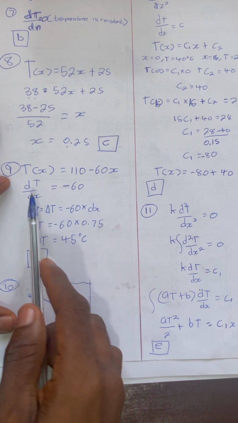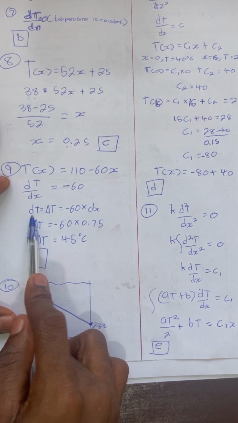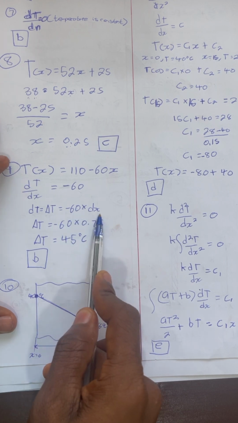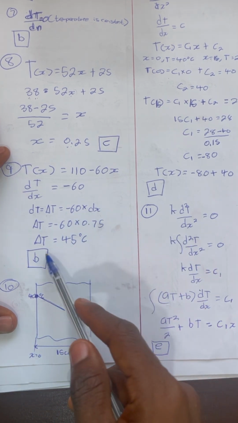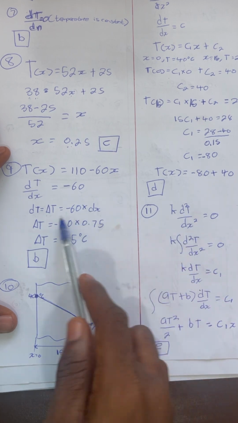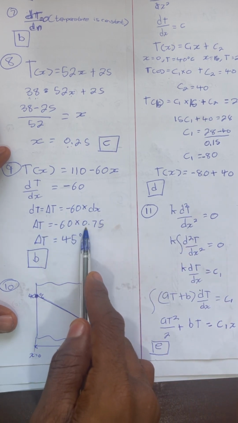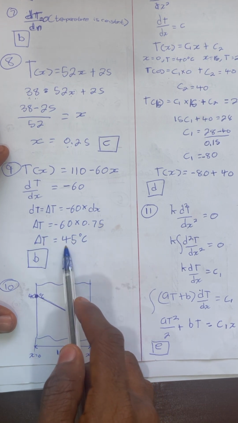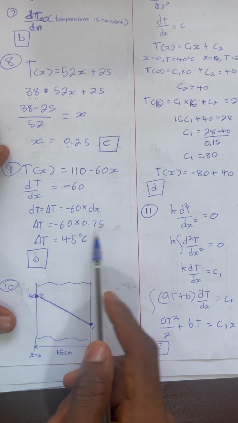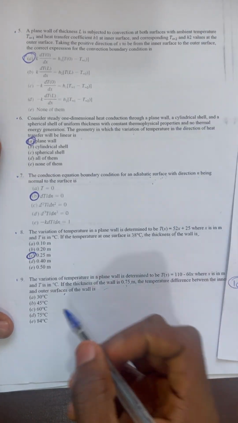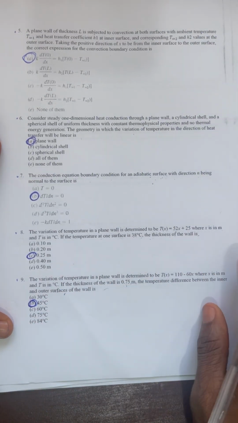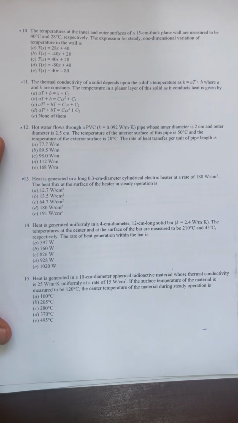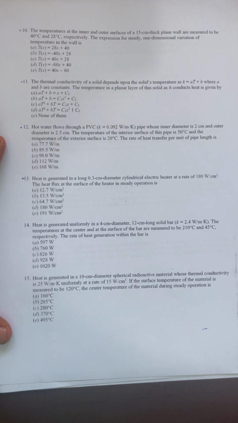Negative 60. Then you make dT the subject. So dT, which is the same as change in temperature, is equal to negative 60 times dx. And they gave you the dx, which is the change in distance or the thickness. So negative 60 times 0.75 is equal to negative 45 degrees Celsius, which is B. So the answer for question 9 is B. So let's go to number 10.